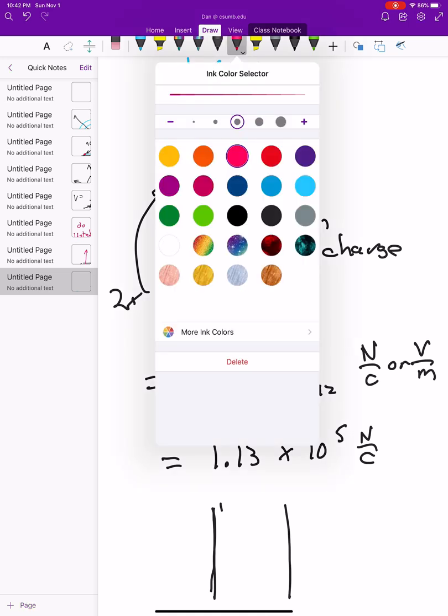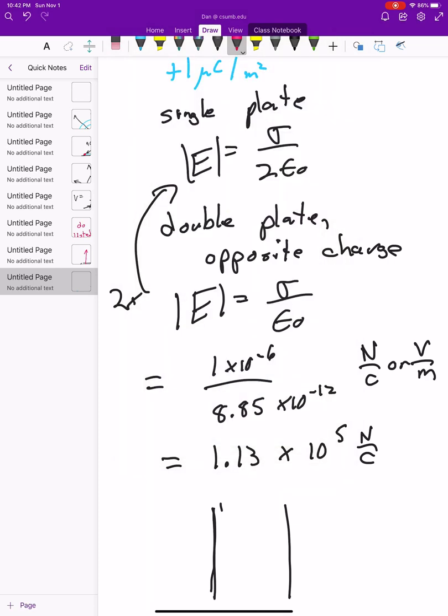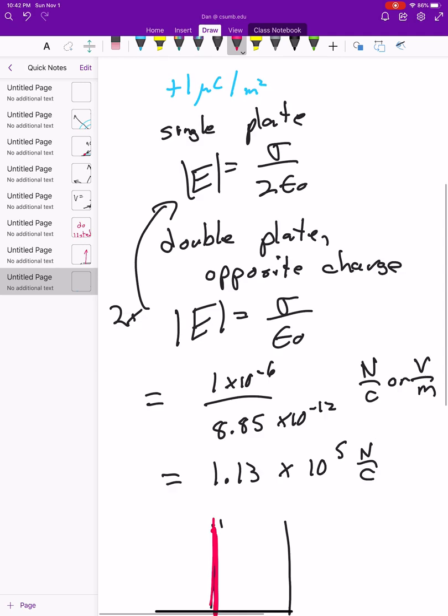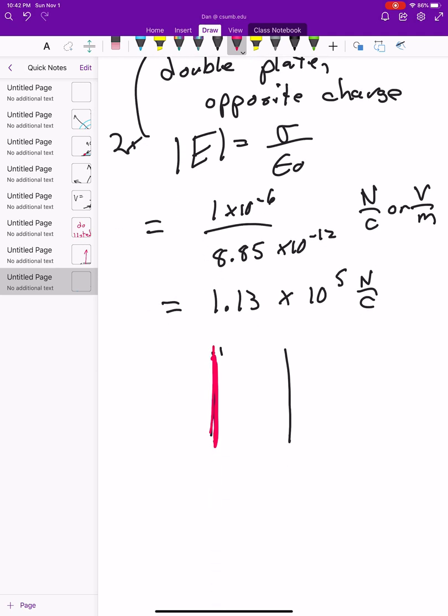All right, if I make this one red, like it is up here, and draw the electric field lines like that, these electric field lines are going to correspond to that strength electric field.